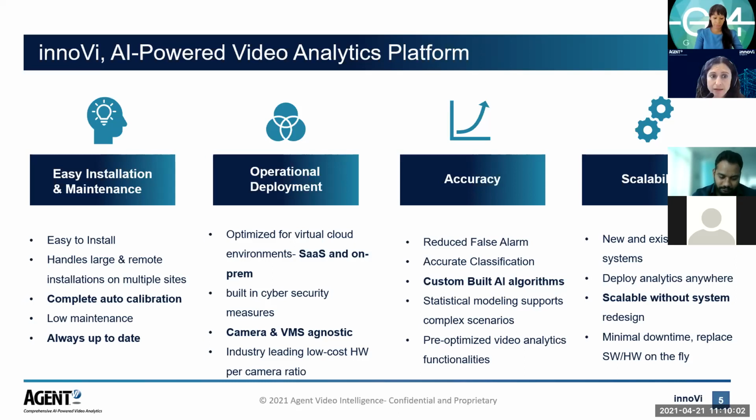The second pillar is the operational deployment, where Anomaly is optimized for virtual cloud environments. Of course, it can be deployed in the cloud or on premise, where we can seamlessly integrate with any environment because we're camera and VMS agnostic. And in terms of cost, we offer the lowest cost hardware per camera ratio for AI solutions by not using costly GPUs and only Intel processors.